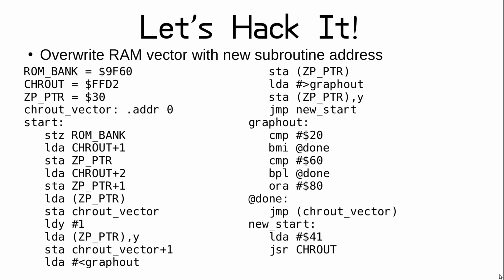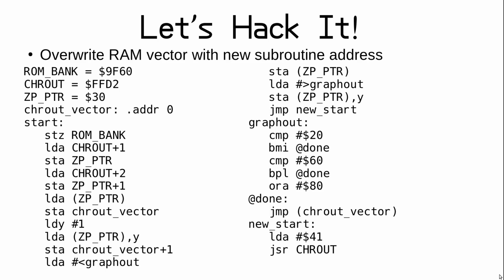Now, we define graphout by comparing the character code in A with hex 20. If it's less than that, it's a control code, so we branch right to @done. If it's hex 20 or greater, we compare it again to hex 60. If it's greater than or equal to that, we'll branch to @done now. Otherwise, we know the code is between hex 20 and 5F, meaning that it could be a number or letter, but definitely a visible character.